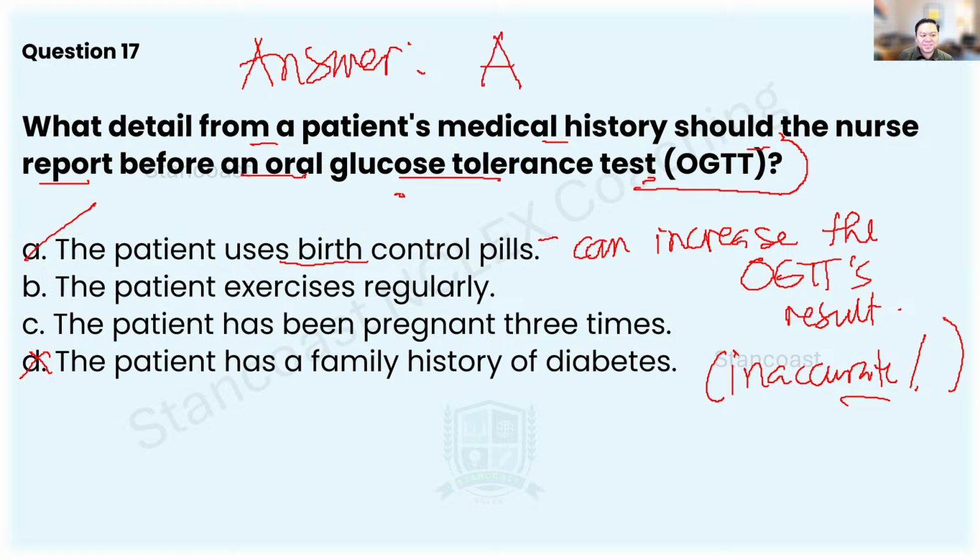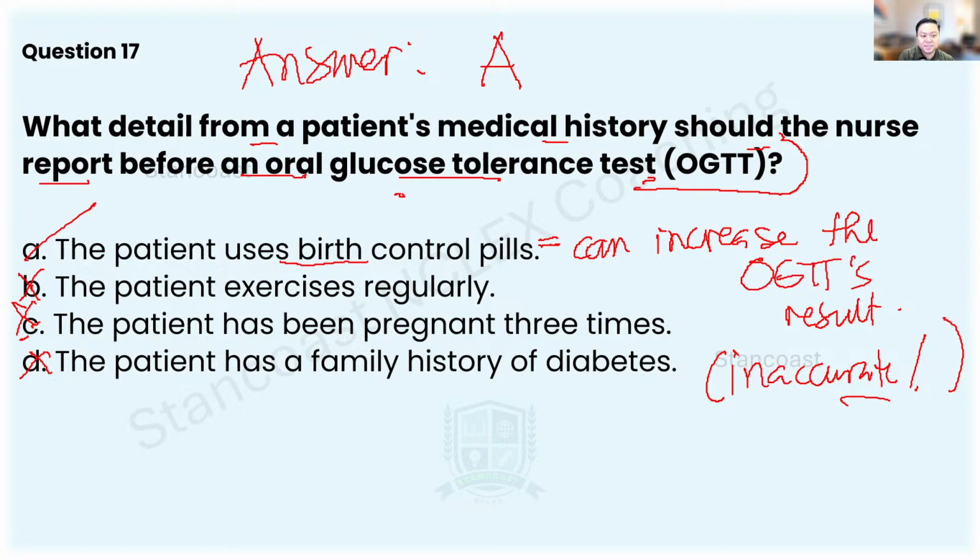Letter B, the patient exercises regularly. Is that going to be a contraindication, or will it affect the validity of the OGTT? I don't think so. There's no such restriction about their exercise. What about letter C? The patient has been pregnant 3 times. Will that impair or compromise the validity of the OGTT? Will it cause a false positive or false negative result? I don't think so. It can provide context about gestational diabetes, but it does not affect the OGTT validity. All right. So B, C, D options are all incorrect.